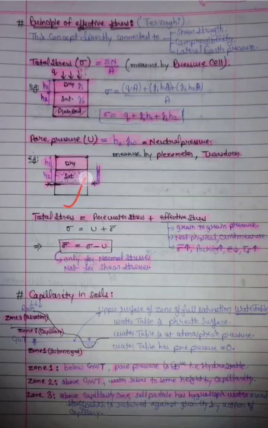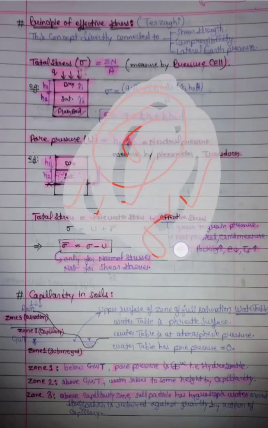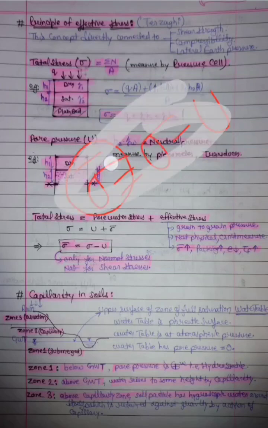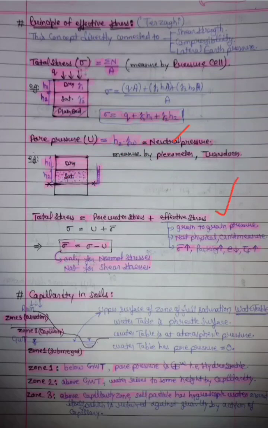Now as we know, total stress is equal to pore water stress plus effective stress. Putting the values in this equation, it looks like sigma is equal to U plus sigma bar. Sigma bar or sigma dash, these two representations are used to represent the effective stress. So from this equation we can find that the effective stress, sigma bar, is equal to total stress minus pore water pressure, because effective stress is grain to grain pressure, not physical. Effective stress is not physical, so it can't be measured directly.